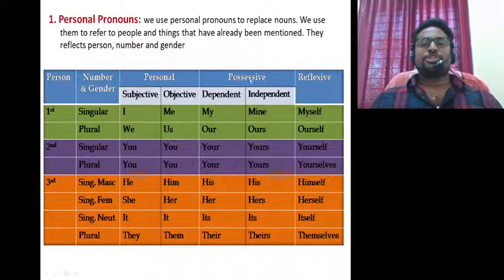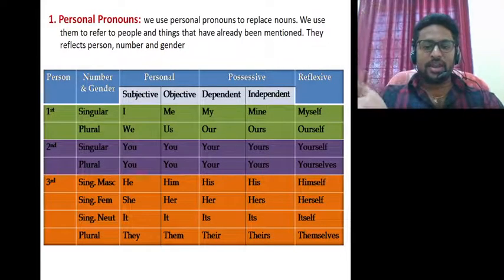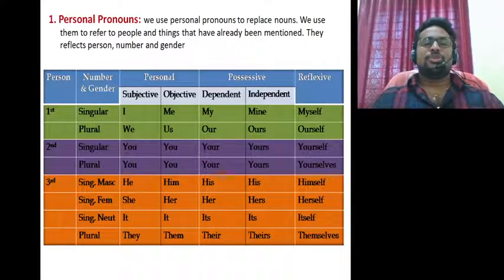Right? Possessive pronouns. Some pronouns always tell about possession. We call them possessive pronouns. My pen, my college, my family. Okay? Our college, your pen, his house, her box. Possessive pronouns always tell about possession.